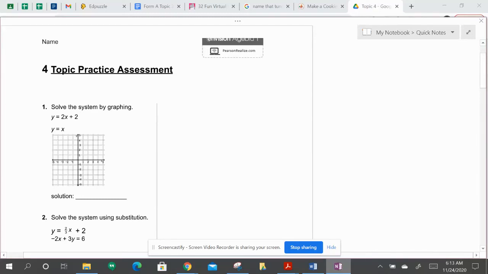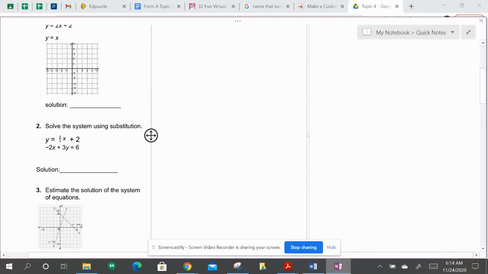All right, let's take a look at our practice test for topic 4. Question number 1 states solve the system by graphing. And so what that asks us to do is look at each equation, graph them, and look for the place where the lines intersect. So we want to make sure they're both in slope-intercept form, which means y by itself, and they are, so we are ready to graph.